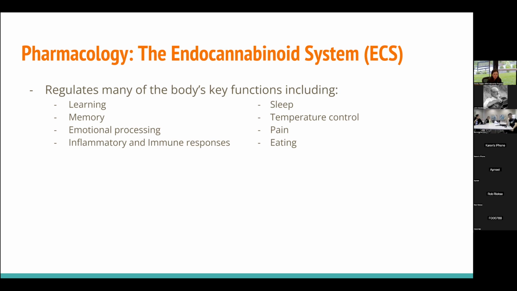Our bodies themselves produce endocannabinoids, which are lipid-based neurotransmitters. They're really structurally similar to the molecules in the cannabis plant, or those phytocannabinoids. These neurotransmitters are rapidly synthesized and metabolized, so they have a short duration of action, and they essentially act on demand to maintain homeostasis and keep these body functions going.